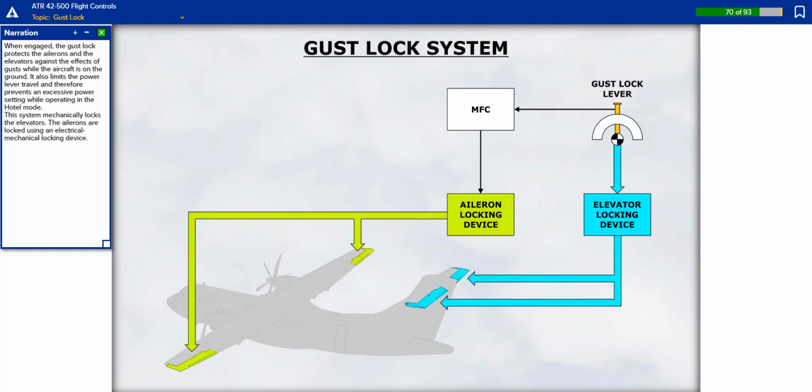When engaged, the gust lock protects the ailerons and the elevators against the effects of gusts while the aircraft is on the ground. It also limits the power lever travel and therefore prevents an excessive power setting while operating in the hotel mode. This system mechanically locks the elevators. The ailerons are locked using an electromechanical locking device.